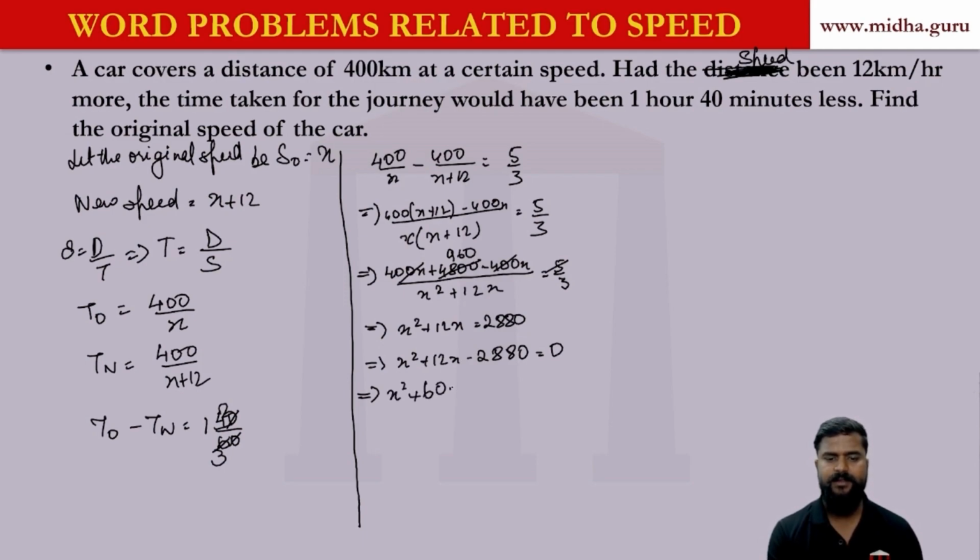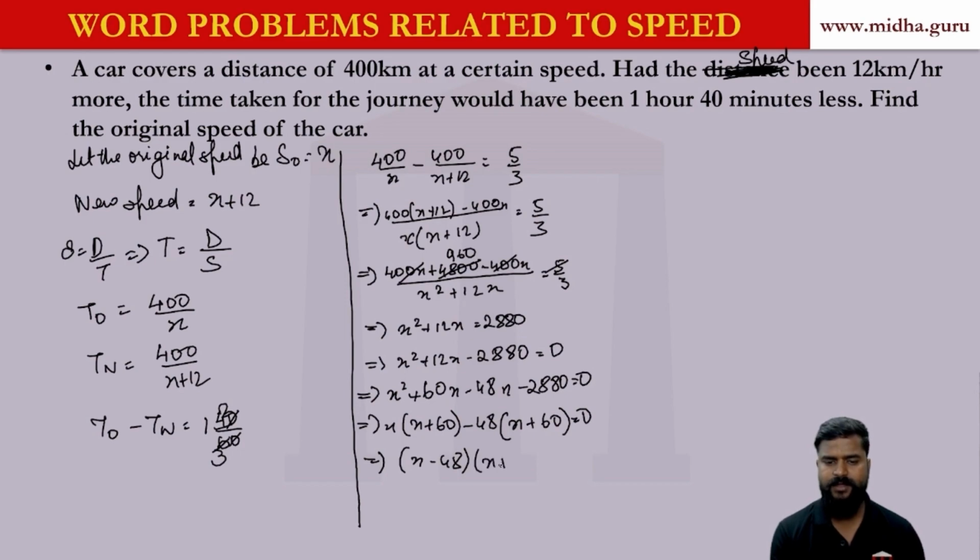I can write 60x minus 48x minus 2880. So I'll take x as common, I'll get x plus 60, and then I'll take minus 48 as common. And again I'll get x plus 60. So x minus 48 into x plus 60 is equal to 0, which means x is either equal to 48 or x is equal to minus 60.